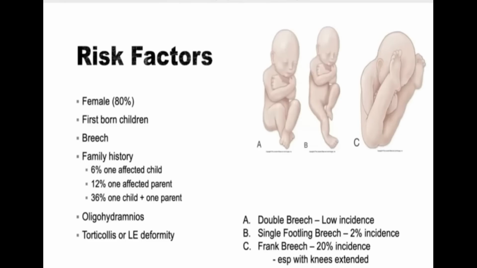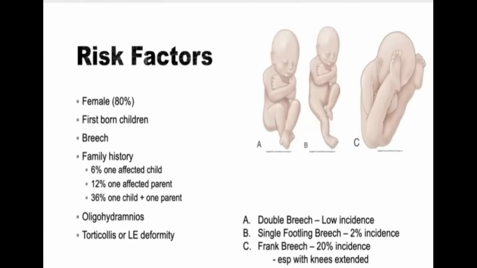There are risk factors that you have to know that show up on all the tests that you're ever going to take, and some of those are female, firstborn children, and breech position. But even depending on what type of breech, as you can see with A, B, and C here, the frank breech, or C, with both of the hips flexed and the knees extended, has the highest incidence of dysplasia.